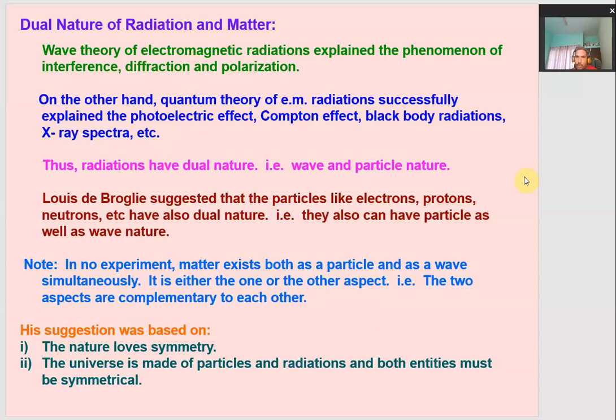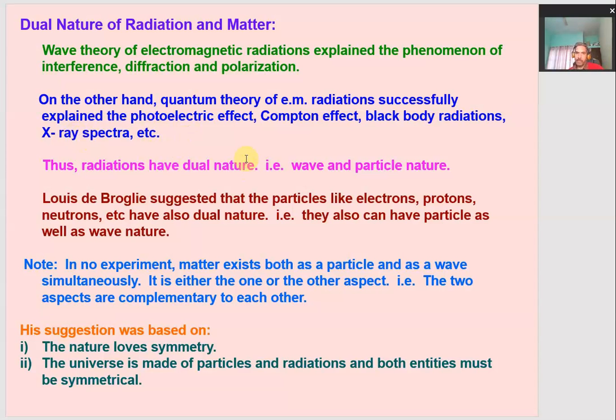That means during one kind of phenomena like interference, diffraction or polarization, light can be supposed to be behaving like a wave, and on the other hand, when phenomena like the photoelectric effect, Compton effect and black body radiation are taking place, then the radiation can be supposed to be behaving like quanta of energy, means particles. So therefore radiation has dual nature.